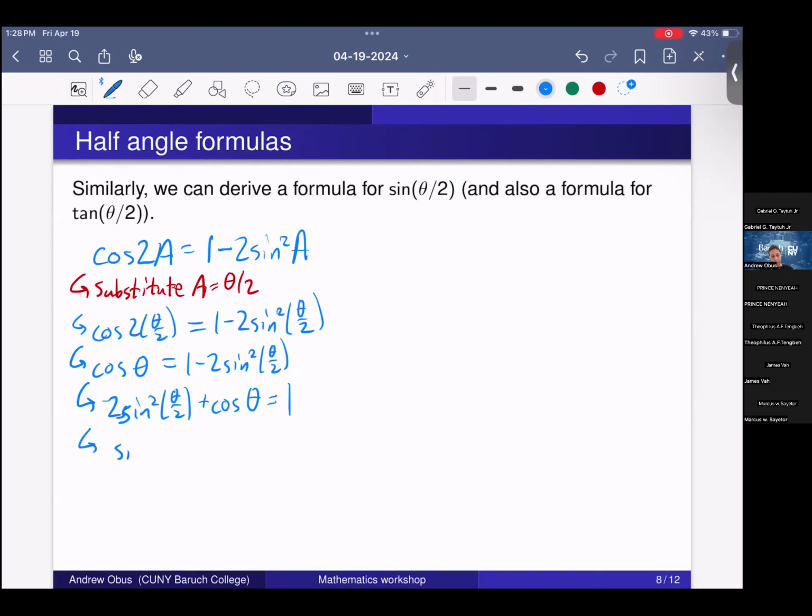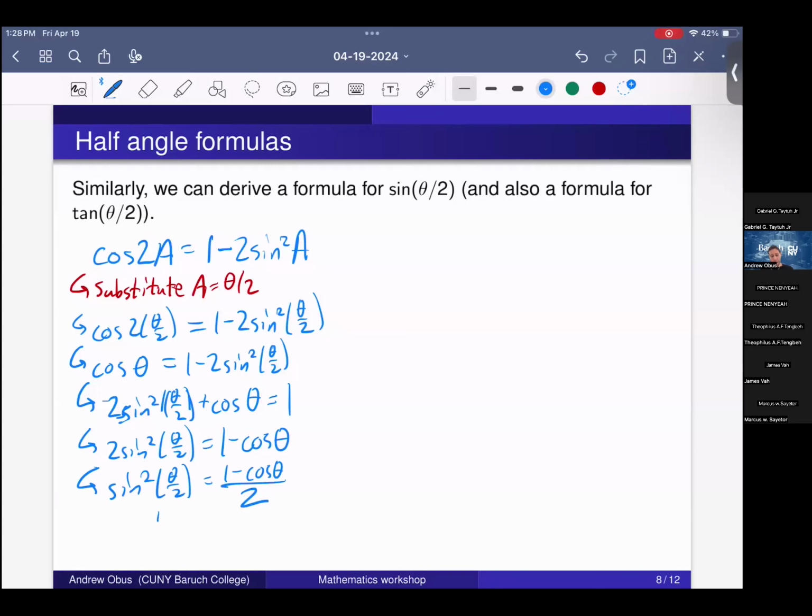And that's the same thing as sine squared theta over 2. Well, maybe I'll subtract the cosine theta first. So that's the same thing as 2 sine squared theta over 2 equals 1 minus cosine theta. And that's the same thing as sine squared theta over 2 equals 1 minus cosine theta, all divided by 2.